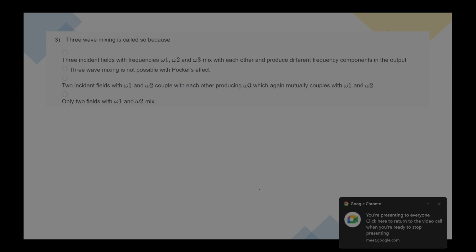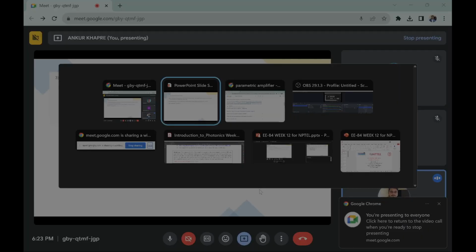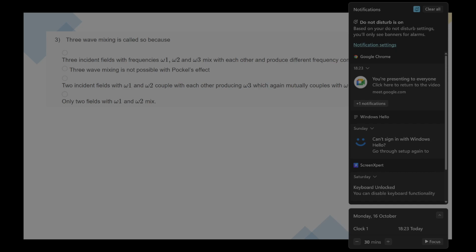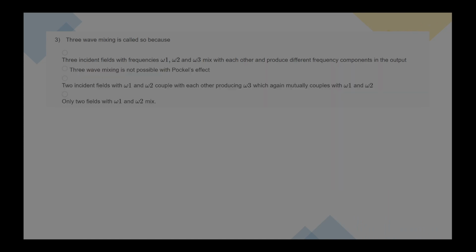Question 3. Three wave mixing is called so because of what? Can you tell? Third option. Okay, so here what is happening? Two incident fields with omega 1 and omega 2 couple with each other, producing omega 3, which again couples with omega 1 and omega 2. That is called three wave mixing.